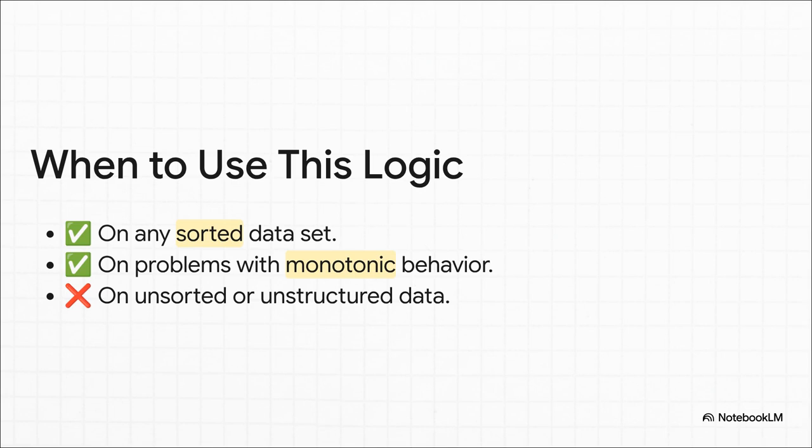So, when should you reach for this tool? Well, the obvious case is on any sorted data set. But the real superpower is for problems that have this monotonic quality. That's just a fancy word for what we saw with the cows. If a certain distance is possible, any smaller distance is also definitely possible. That's the key property that lets you say yes or no and confidently throw away half your search space. And just to say it one more time, if the problem doesn't have that kind of structure or order, this whole approach is a no-go.